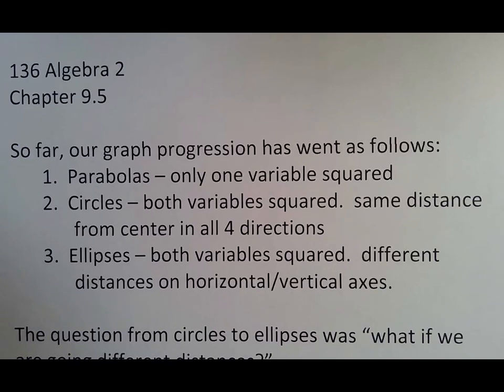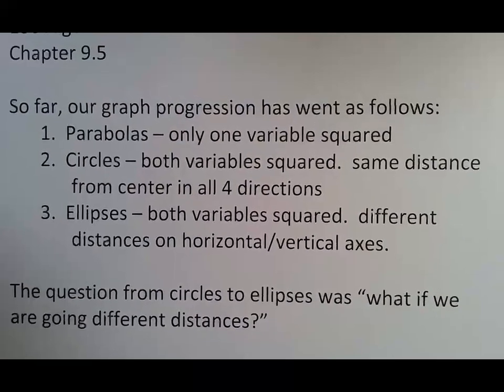We've talked about ellipses where both variables are squared, but it's different distances because both of those x squared and y squared have different numbers attached to them or under them. And in the end, that equals 1, not r. The question from circles to ellipses was what if we're going different distances?